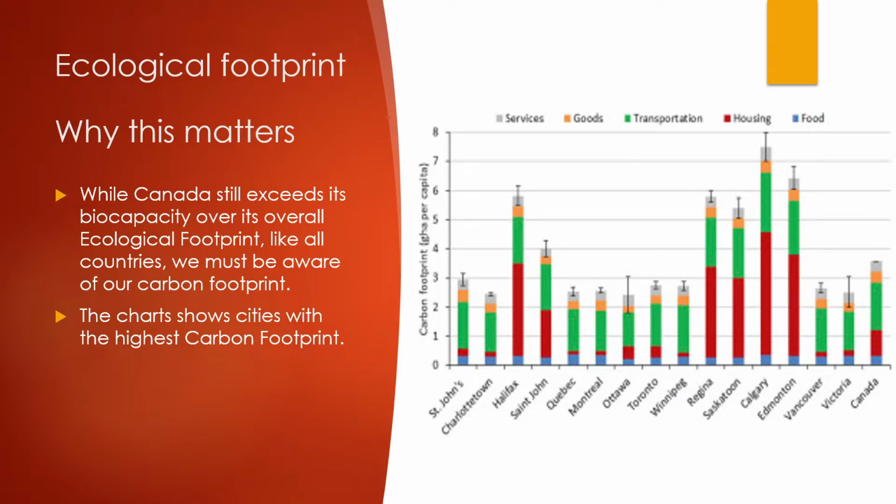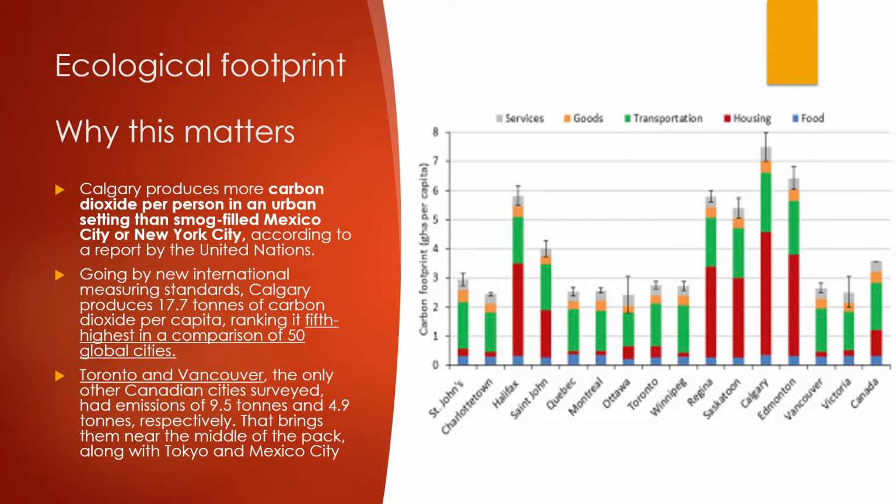The chart to the right here shows cities with the highest carbon footprint. Does it surprise you which city is at number 1 here? Calgary produces more carbon dioxide per person in an urban setting than even some of the smog-filled cities like Mexico City or New York City itself, according to a report by the United Nations. Going by new international measuring standards, Calgary produces 17.7 tons of carbon dioxide per capita, ranking it 5th highest in a comparison of 50 global cities. Why do you think that is?